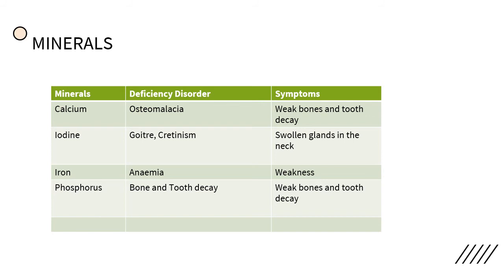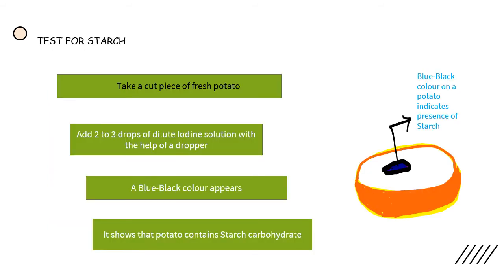Iodine deficiency symptoms are swollen glands in the neck, and the disorders are named goiter and cretinism. Next is iron. It causes anemia. You're anemic and weak. Phosphorus deficiency causes bone and tooth decay. You can see that for calcium and phosphorus, the symptoms are related. We'll move to the next slide.